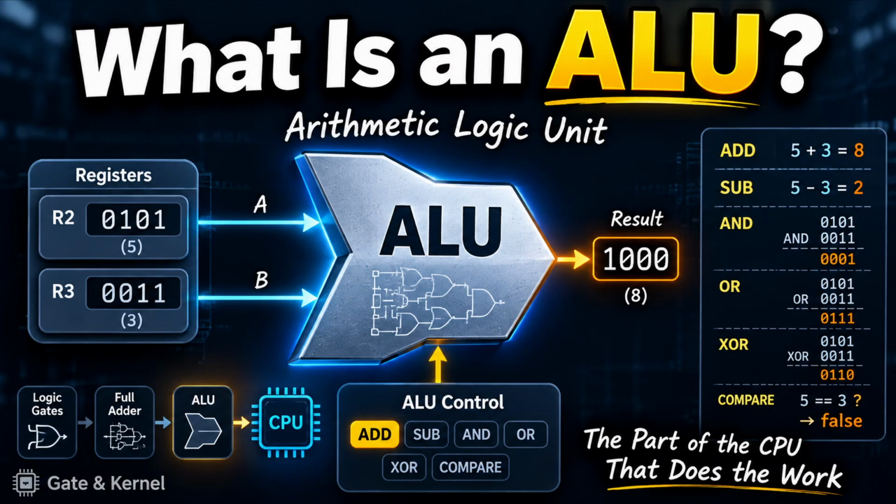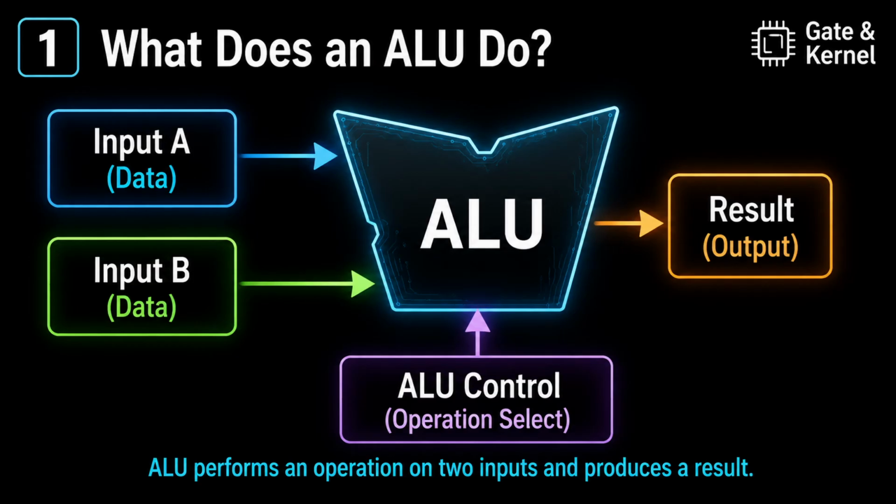A CPU does not just add individual bits. It needs to add numbers, subtract numbers, compare values, and perform logical operations such as AND, OR, and XOR. One of the main pieces of hardware responsible for those operations is the ALU. ALU stands for Arithmetic Logic Unit. It is one of the key execution components inside a processor.